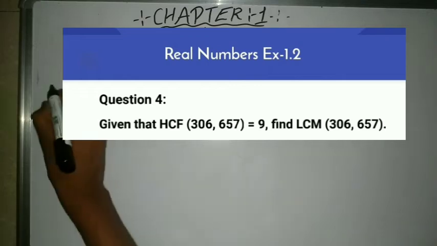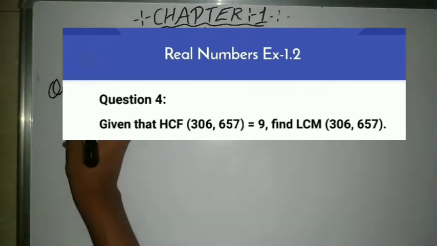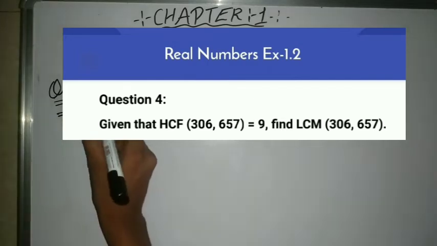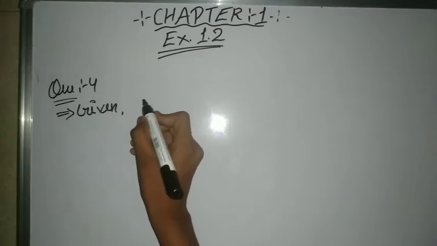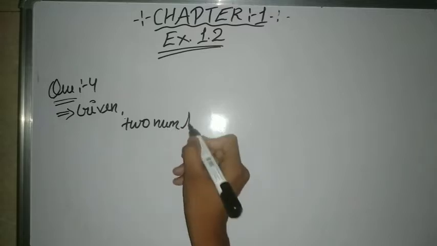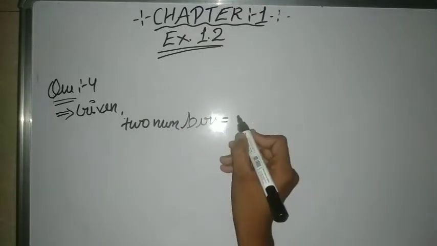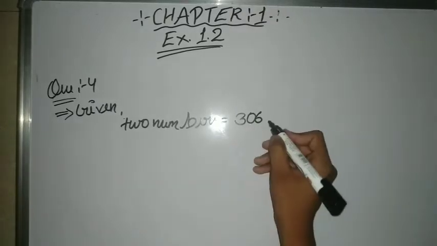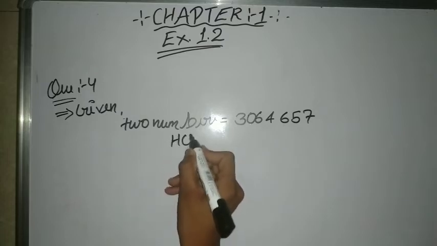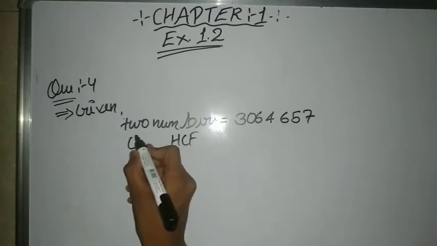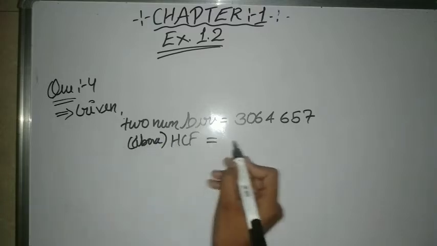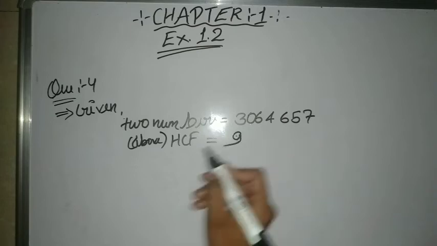So in our next question we have to find the LCM. In this question, if we read carefully, we can see that the HCF given is 9 and the numbers are 306 and 657. So we write the given numbers. Two numbers that are given to us are 306 and 657, and the HCF given to us is 9. So in this question we now find the LCM.